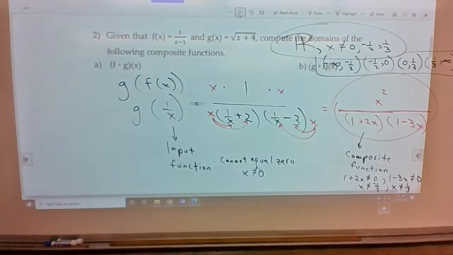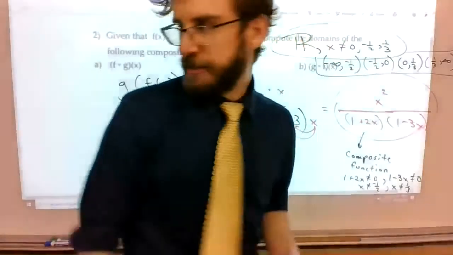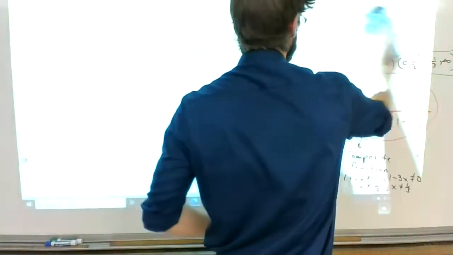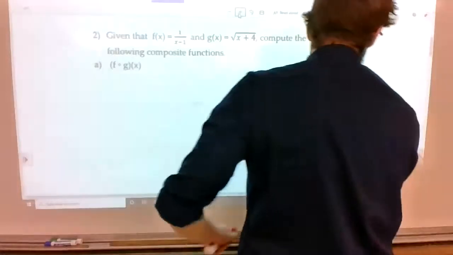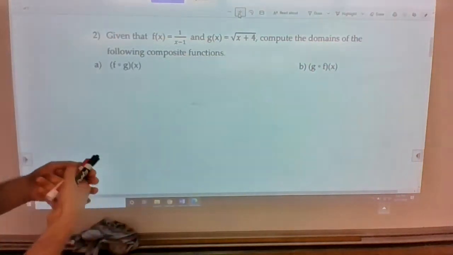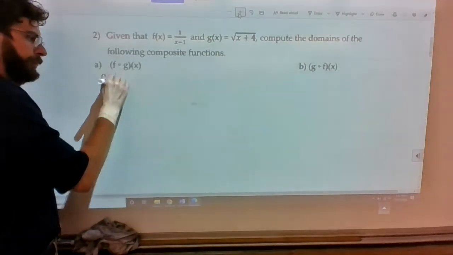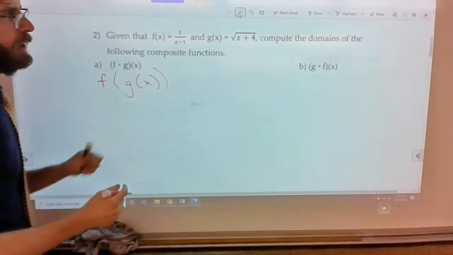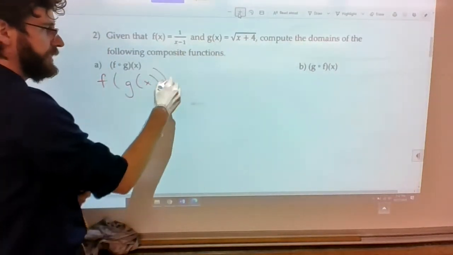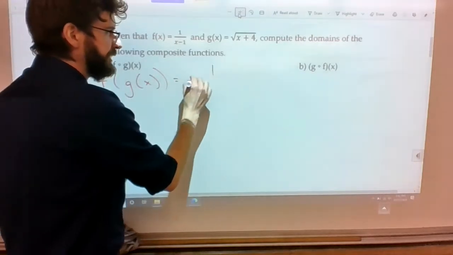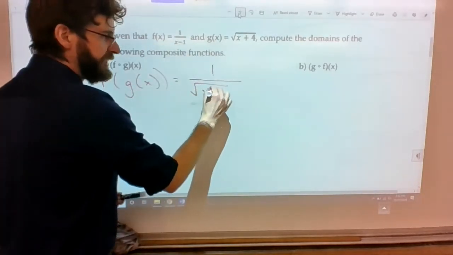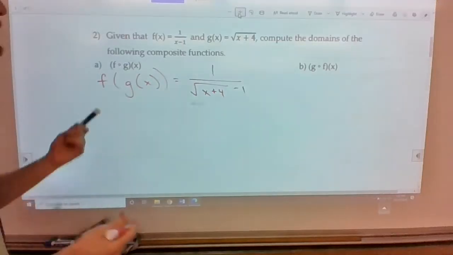Let's talk number 2. All right, so here's f of x, here's g of x. What happens when we put g into f? Well, g is a square root, and it's going in place of the x right here. So this composite function, not a tough one to figure out what it actually is. It's just root x plus 4 in place of the x minus 1. So here's the composite.